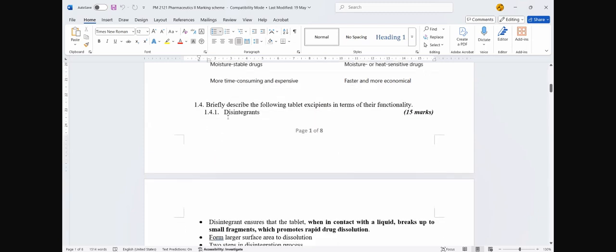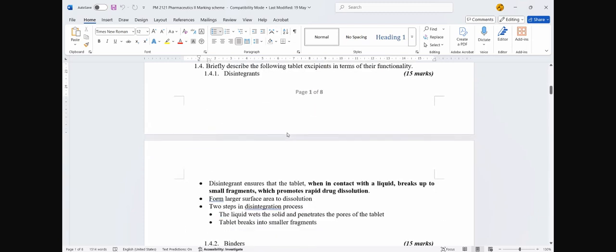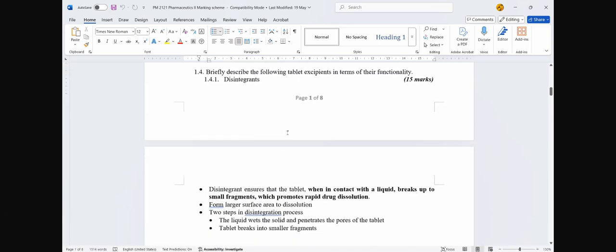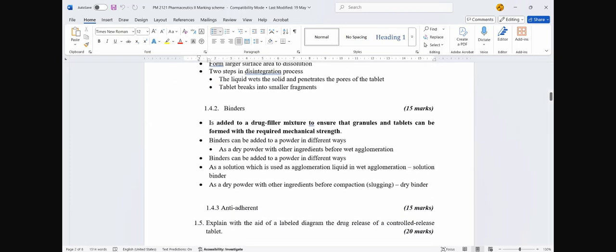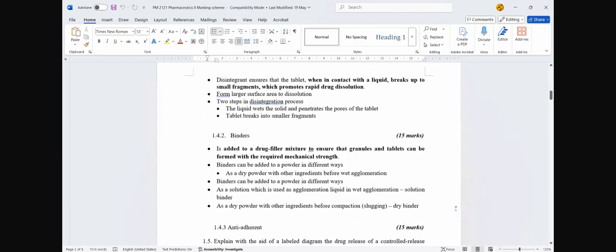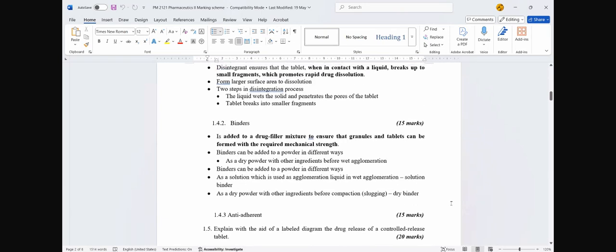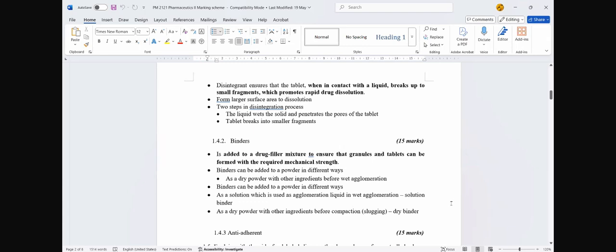So this one you should know: briefly describe the following tablet excipients in terms of functionality: disintegrants, binders, and anti-adherents, right? So disintegrants ensure that the tablet, when in contact with a liquid, breaks up into small fragments, which promotes rapid drug dissolution. It forms a large surface area for dissolution. Two steps in the disintegration process: the liquid wets the solid and penetrates the pores, and the tablet breaks into small fragments, right?